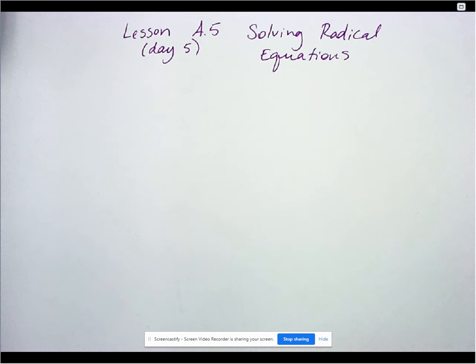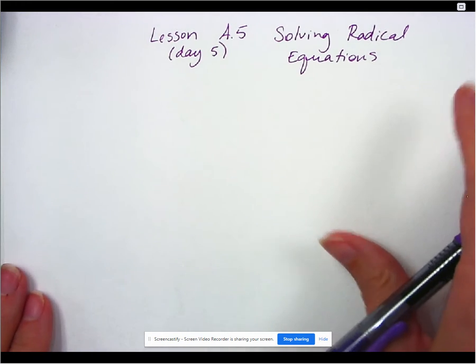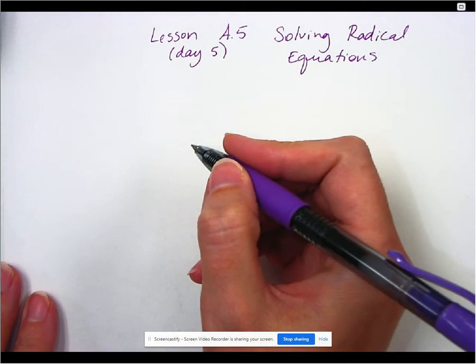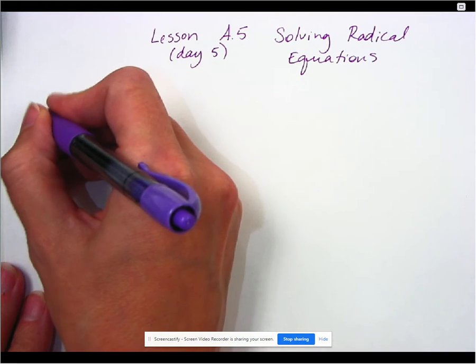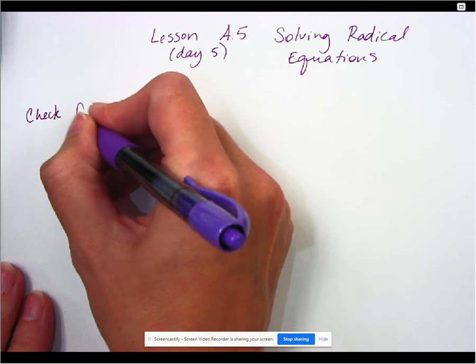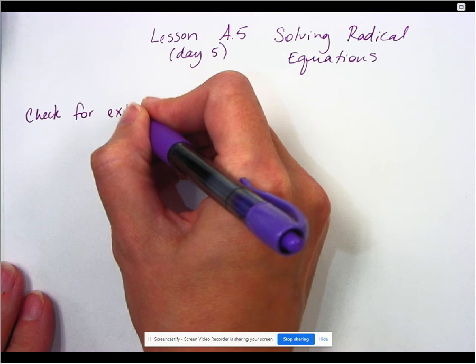All right, so this is the last type of equation that we're going to solve for Unit A. This is the 5th day, and we are going to solve radical equations today. One thing to keep in mind is that radical equations can have extraneous solutions, so we're going to make sure that we check for extraneous solutions.